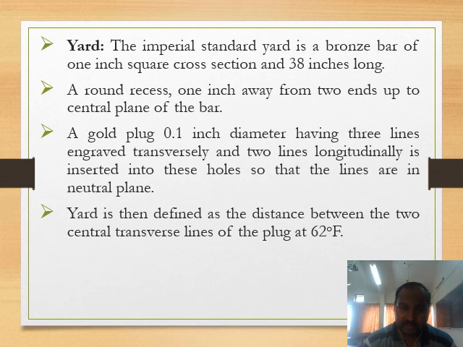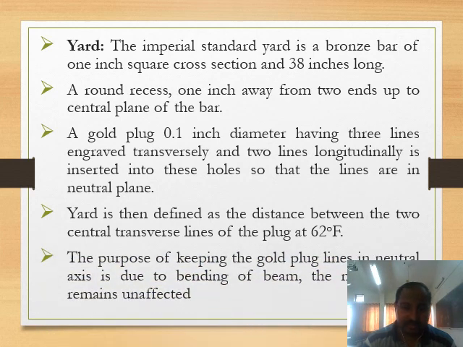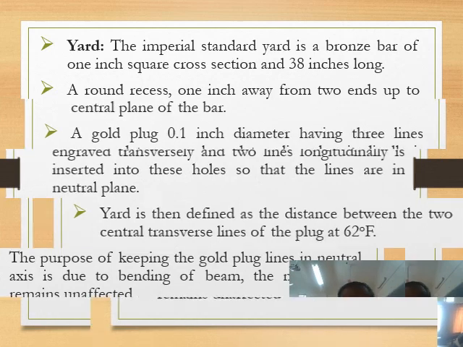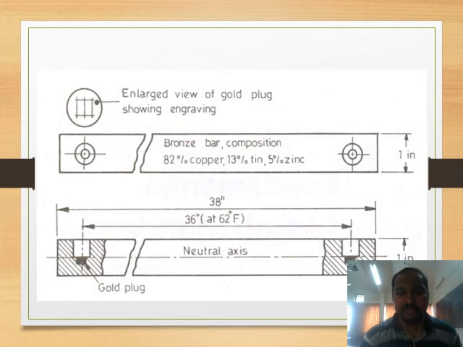This standard setup is kept at 62 degrees Fahrenheit, with the center lines of the plug at 62 degrees. The purpose of keeping the gold plug lines in the neutral axis is the bending of the beam, as the neutral axis is always unaffected. So this is how we can understand it. Let me say this is the gold plug, engraved with three parallel lines we can see here and two longitudinal lines here, and this center line is taken as a reference. A similarly engraved gold plug is inserted at the other junction.